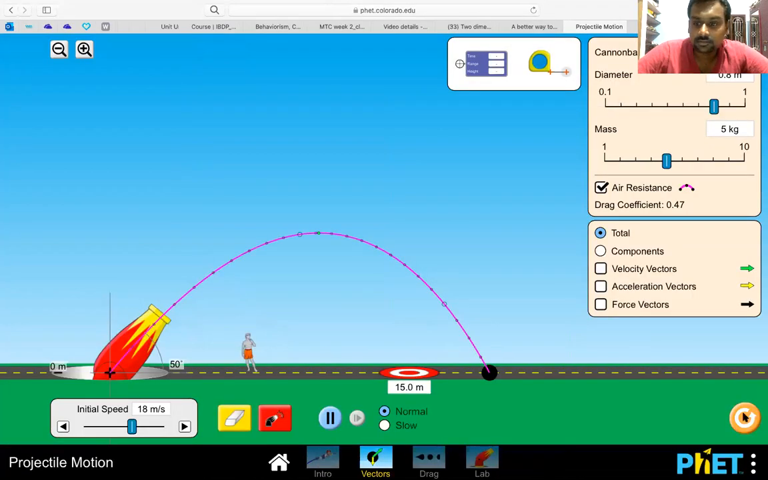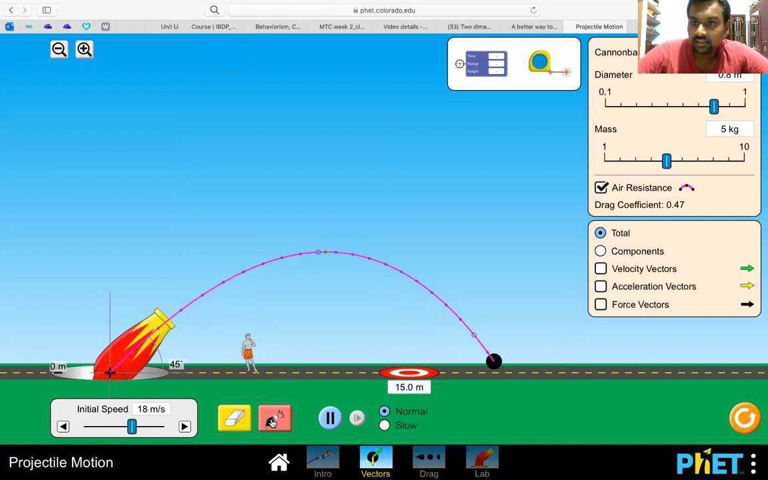Now let's see a different kind of two-dimensional motion. Over here, we have a cannon which is going to fire a cannonball. So you can clearly see this cannonball is undergoing two-dimensional motion. There is motion happening in the vertical direction, and there is also motion happening in the horizontal direction.